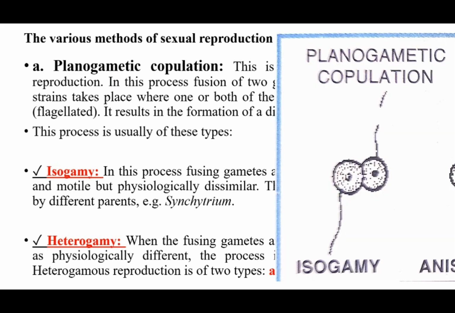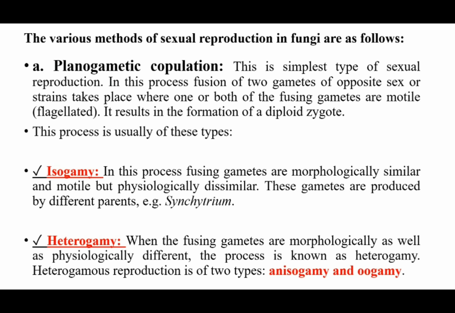One is isogamy, where the fusing gametes are morphologically similar. That means they look similar and are motile, but physiologically dissimilar. These gametes are produced by different parents. For example, in syncytium. Then heterogamy, where the fusing gametes are morphologically as well as physiologically different. So they are known as heterogamy. Heterogamy is of two types. One is anisogamy, another one is oogamy.